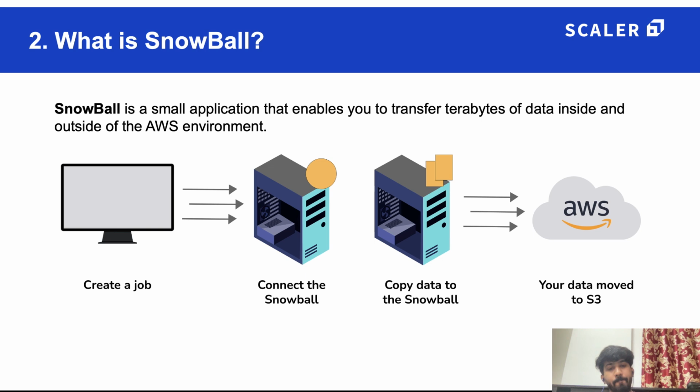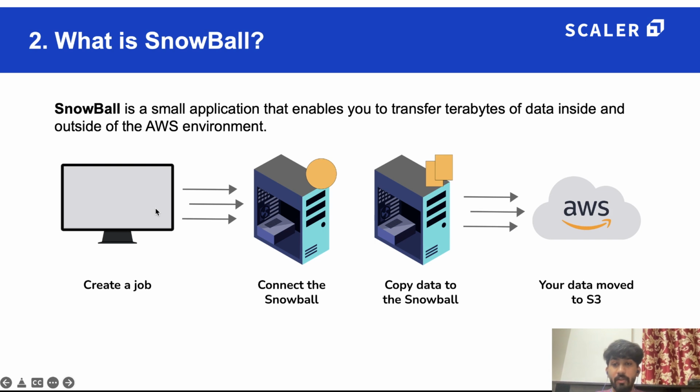For example, let's say you want to transfer terabytes or petabytes of data. What you basically do is request Amazon, that is, request AWS, saying you need to transfer this much data. You would need Snowball. So they would ship Snowball to your company's data center. You would be able to create a job. That is the first thing.